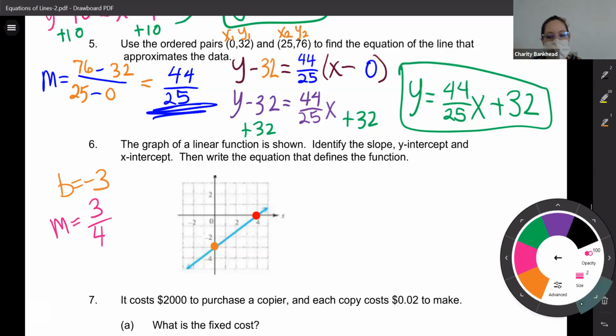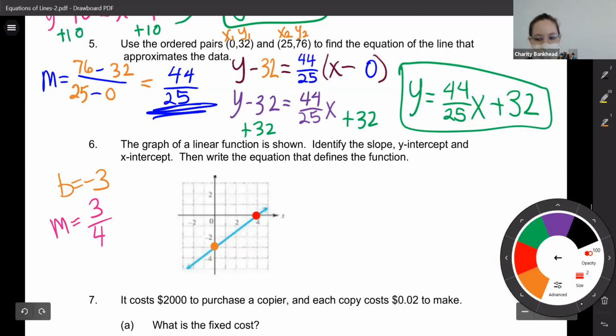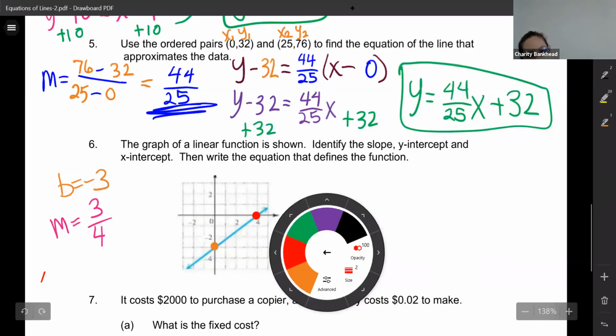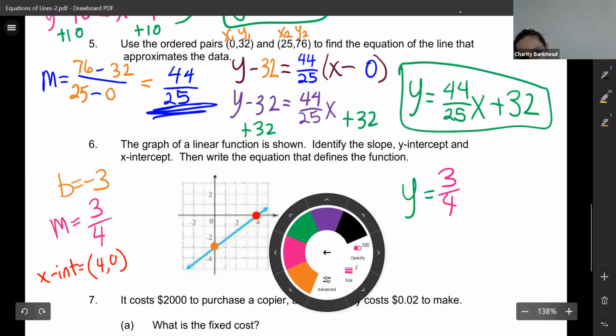So I already wrote down the y-intercept and the slope. That's all I really need for the equation. So the x-intercept is (4, 0). And then the equation of the line will be y equals 3/4 x minus 3.